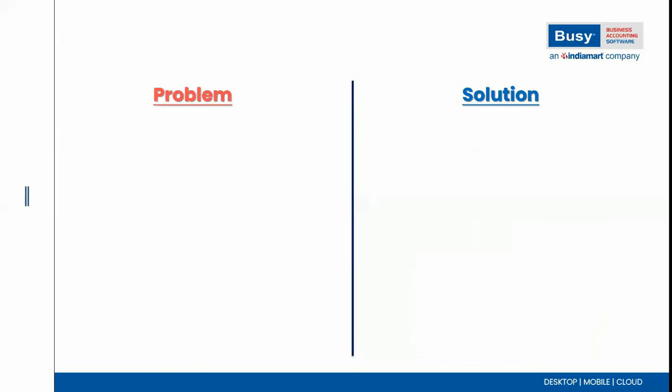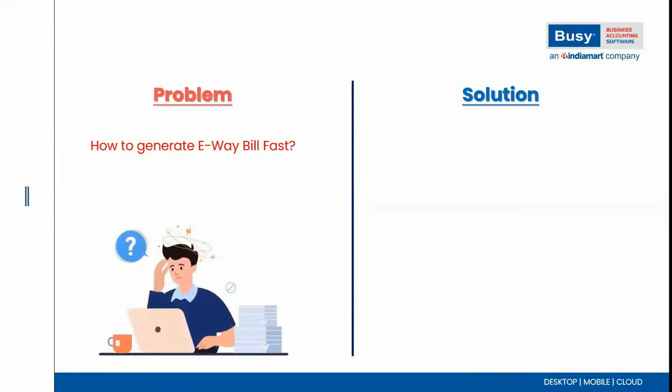And going further, let me take one problem here, that is how to generate e-way bill very fast. So this is one of the very important key features in Busy. No need to wait for your vehicle. Maybe your vehicle is standing outside of your shop, waiting for your e-way bill copy. You're struggling to generate the e-way bill from the portal side.